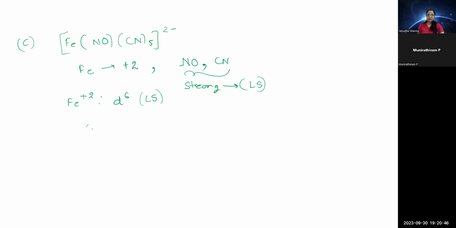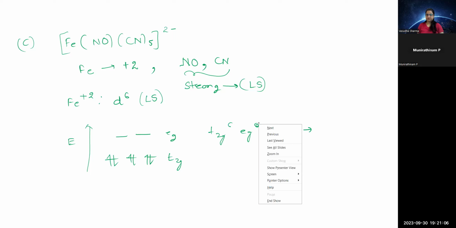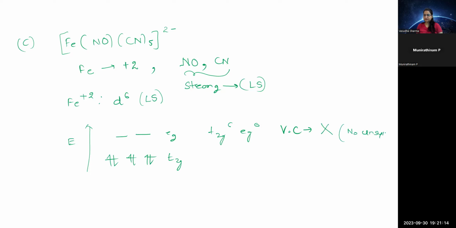So firstly, we will draw its filling of the electrons. Since it is low spin, it is going to pair in the t2g orbital itself. So t2g6, eg0. Now you tell me, is there any valence contribution here? Valence contribution is not available in this case, ma'am. Yeah. So valence contribution is not there because there is no unsymmetrical filling.